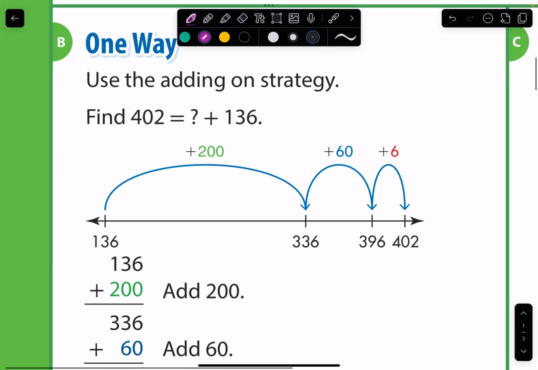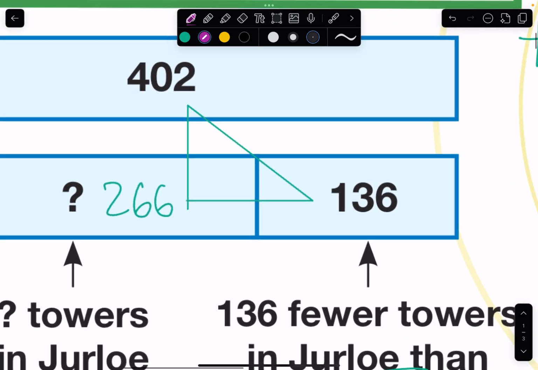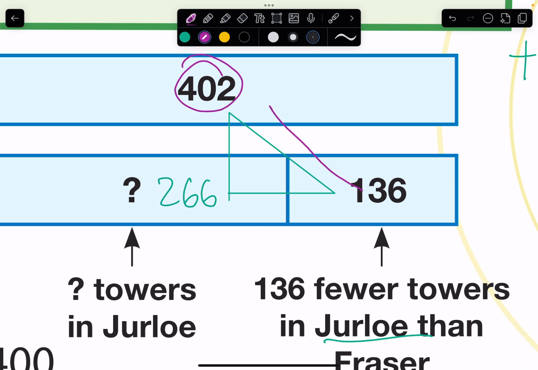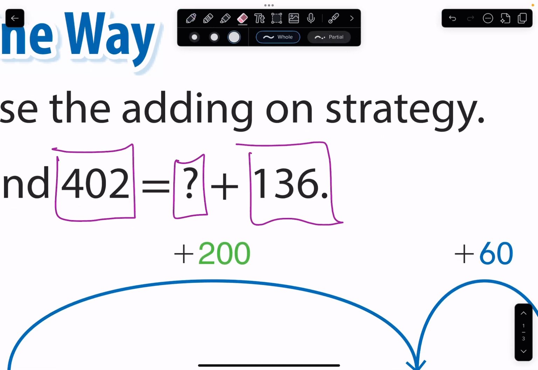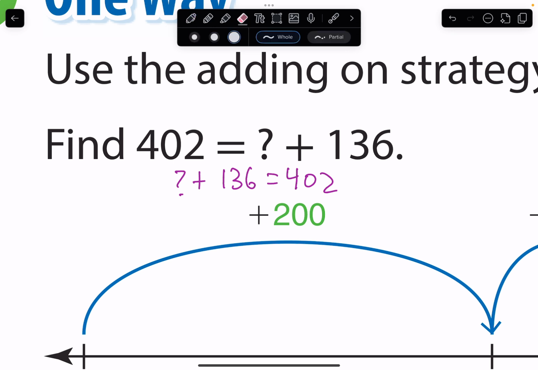Now we've come to the line strategy. This is a strategy where I want to show you so that way you have access to it should you need it in a test, and you might like it. Now in this case, what it says is 402 equals blank plus 136. Don't let that fool you. It's the same thing that was up here. 402, 136, and here is what was blank. And if it makes it easier for you, you can also rewrite it as blank plus 136 equals 402. Either way is the same. But let's go on to the strategy.